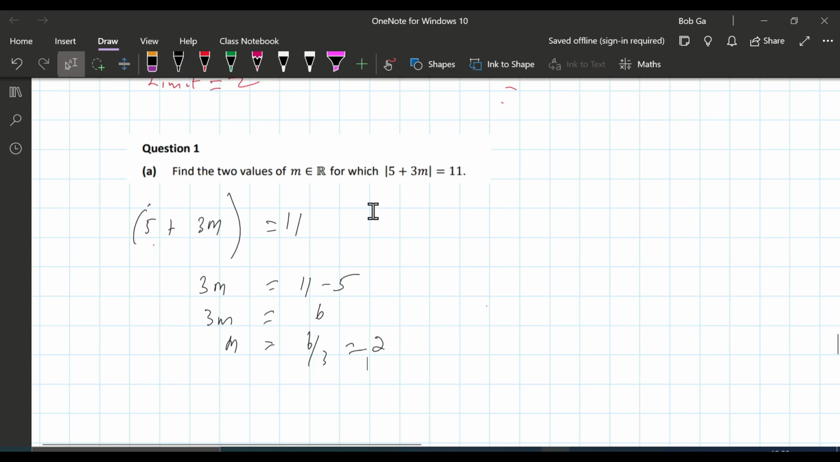Remember, we are asked to find two values, so we need to look for the second one. The absolute value of a negative value is also a positive value. What do I mean by that? This is how we denote absolute value. If I say the absolute value of 5, this is 5, but the absolute value of negative 5 is also 5.